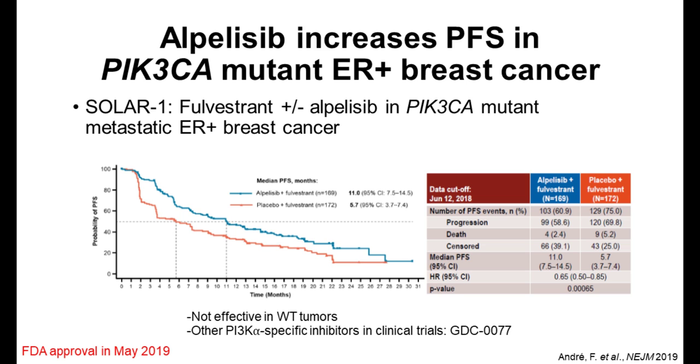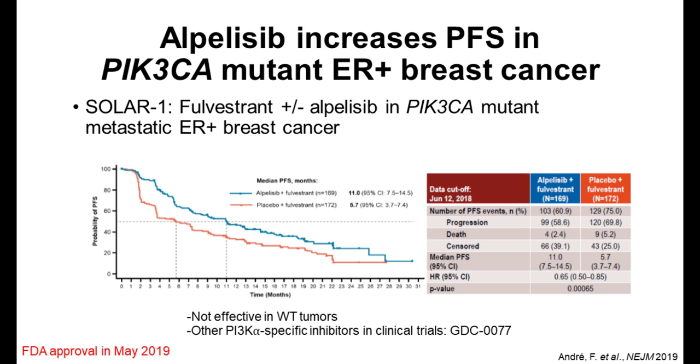And this is the clinical trial that led to FDA approval of alpelisib. This was the SOLAR-1 trial, which tested the combination of fulvestrant, a selective estrogen receptor degrader, which is a standard therapy, in combination with alpelisib, a PI3 kinase alpha-specific inhibitor, in patients with PIK3CA mutant metastatic estrogen receptor positive breast cancer. Again, PIK3CA mutations are found in about 40% of patients with ER positive breast cancer, so this is a large patient population. And this clinical trial met its primary endpoint, increasing progression-free survival from about 6 months to 11 months.